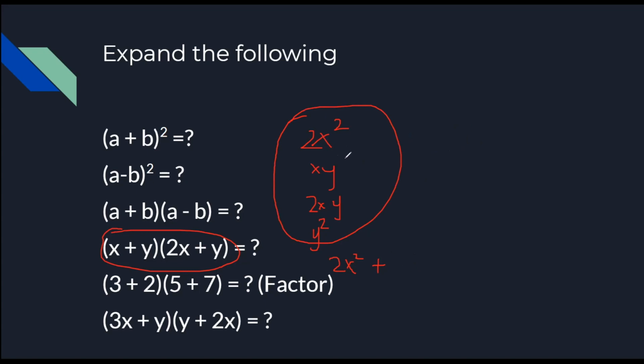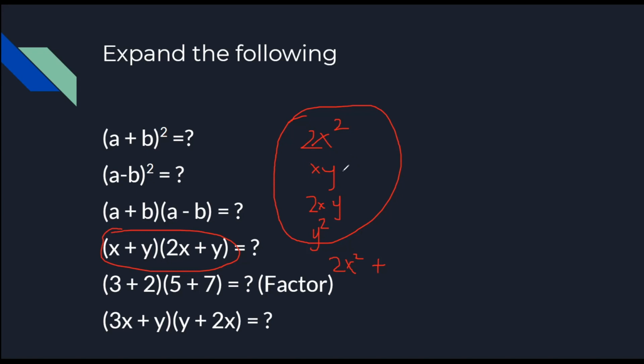Y to the power of 4. Mary, tell me which two terms can we combine? We can combine xy and 2xy to become 3xy because they're like terms. Exactly. So this one and this one, they look identical. They're the exact same variables.